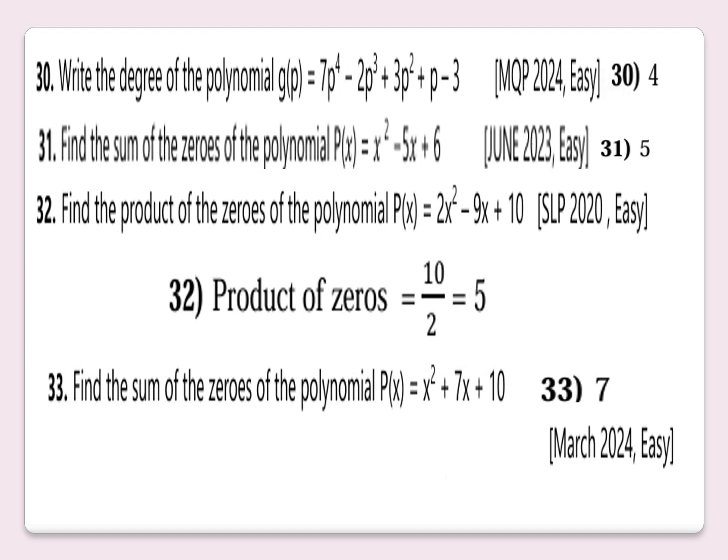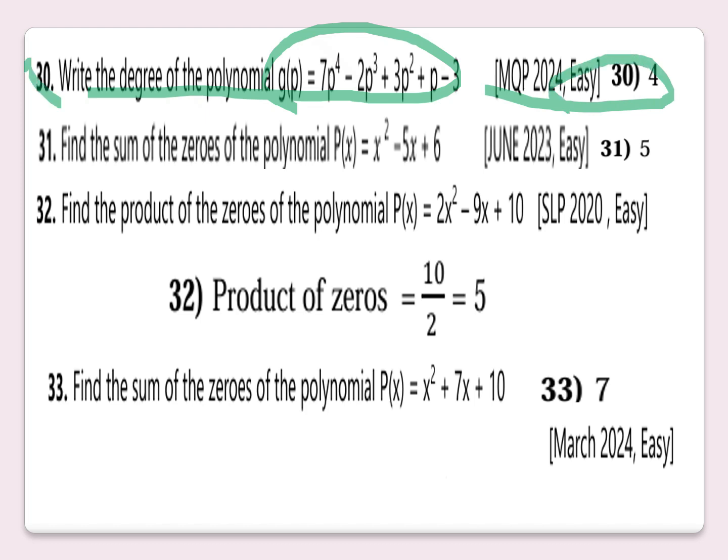Next question, question number 30. Again, write the degree of the polynomial. Here again it is the same thing. G of p is equal to 7p raised to 4 minus 2q plus 3p square plus p minus 3. Again it was asked in your examination. The correct answer is 4. This is regarding question number 30.